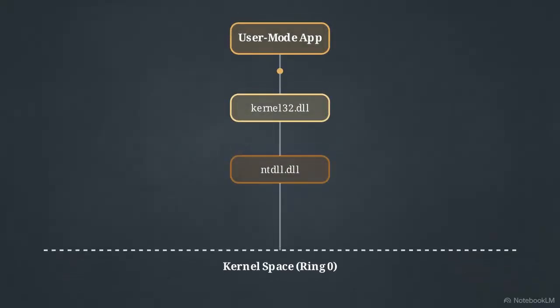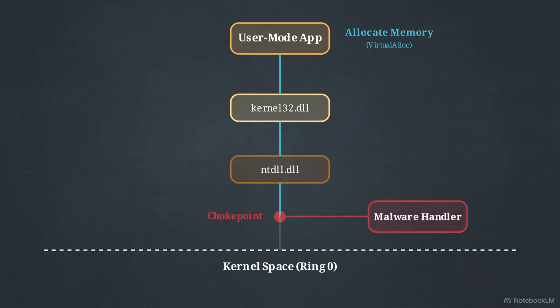Every legal application routes requests through these exact pathways. If a program needs to allocate memory, it uses this specific channel. This predictable routing creates a choke point. Execution flow can be intercepted and redirected right before crossing the kernel boundary.